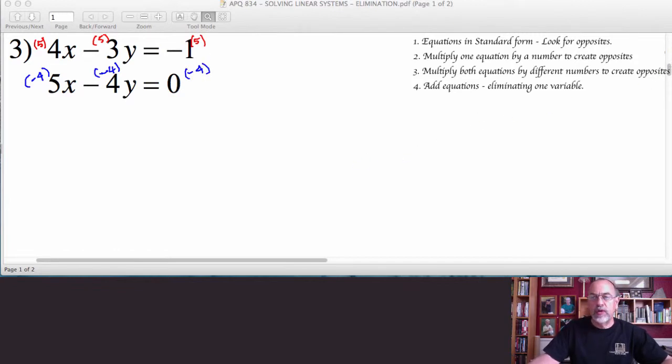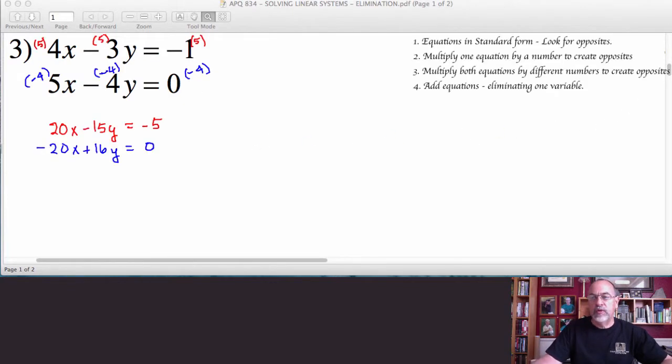Again, we're creating two new equations, so we'll rewrite them down here so that we can then add them up after we've changed them a little bit. So 5 times 4 is 20x. 5 times negative 3 is negative 15. And then 5 times negative 1 is negative 5. So that's my first equation. My second equation, negative 4 times 5 is negative 20x. There are my opposites. The negative 4 times the negative 4 is a positive 16y. And then negative 4 times 0 is 0.